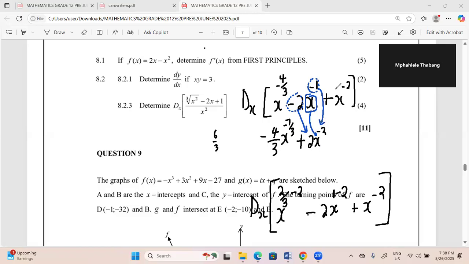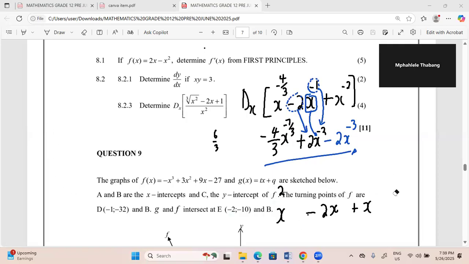So if you derive the last term, x to the exponent -2 is -2x to the exponent -3. This is our final answer on 8.2.3. You can decide to write it in such a way that the exponents are positive. If you write it this way, it's still acceptable.